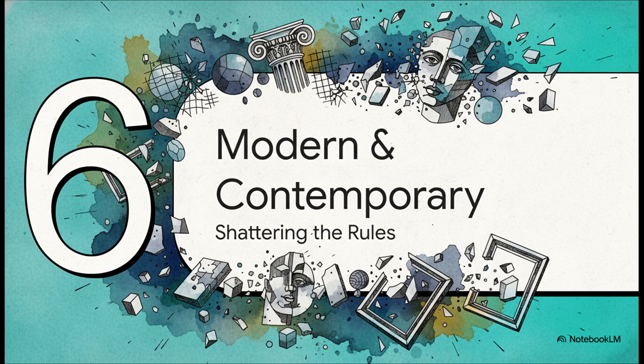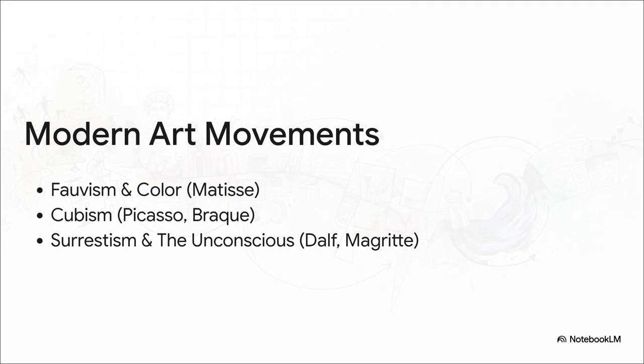Finally, we arrive at Section 6, Modern and Contemporary Art, Shattering the Rules. If the previous century was all about reacting to the rules, this era, it's about completely deconstructing the very idea of traditional representation. The visual vocabulary literally explodes here. We get the wild, completely unnatural colors of Fauvism with Matisse. Then Picasso and Braque invent Cubism, fracturing perspective and showing multiple angles all at the exact same time.